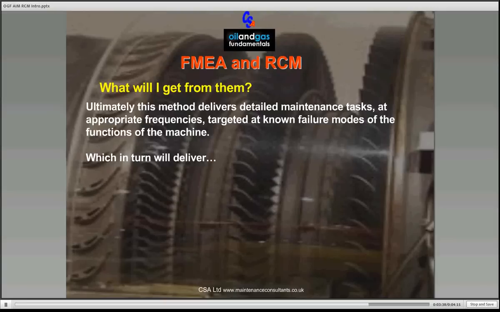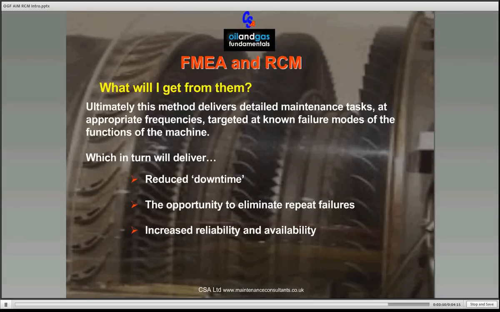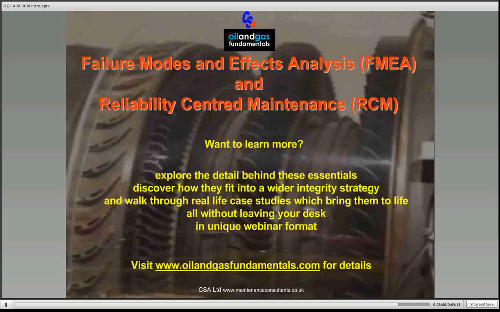And what we'll get from them? Well, ultimately, this method delivers detailed maintenance tasks at appropriate frequencies targeted at known failure modes of the functions of the machine, which in turn will actually deliver reduced downtime, the opportunity to eliminate repeat failures, increased reliability and availability.